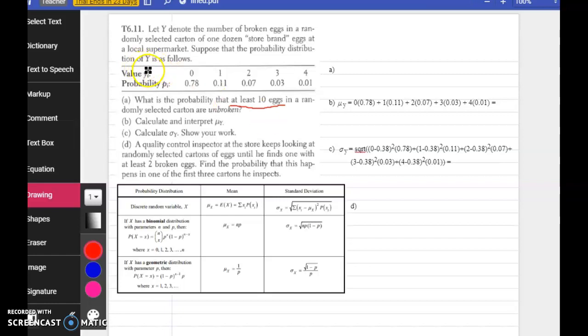So this variable Y is broken eggs. We're actually going to find the probability that Y is less than or equal to 2. Sorry, I'm writing with my fingertip. So Y less than or equal to 2, I go to my table. Less than or equal to 2 are these 3 probabilities, so I just add those up. I'm not going to show my work here because I'm writing with my finger. But if you add 0.78 plus 0.11 plus 0.07, you get 0.96.